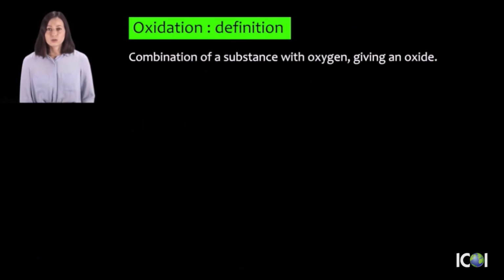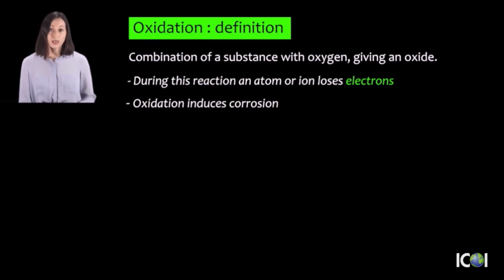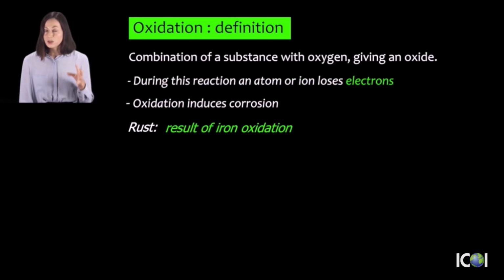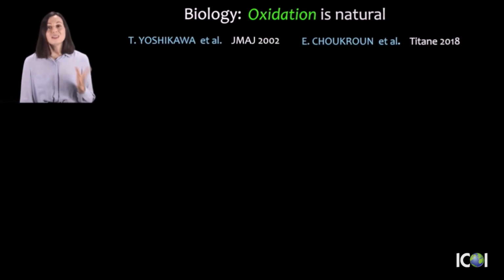What is oxidation? It's the combination of a substance with oxygen, leading to an oxide. During this reaction, an atom or an ion loses one or several electrons, and this oxidation induces corrosion. For example, rust. In contact with oxygen, iron produces rust. But oxidation is natural, it's physiological.